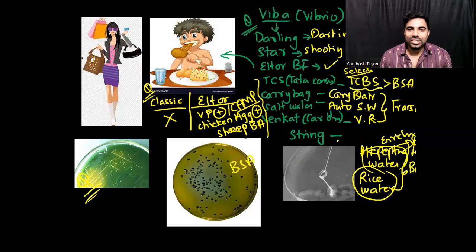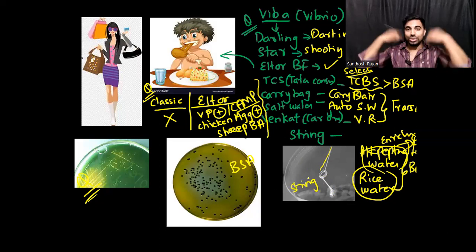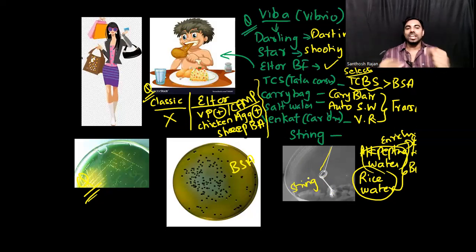And this is the string test. In a bile solution, you mix a colony and you try to lift it up, you'll see a string. This string is different from the string you saw in Giardia, when you try to commit suicide or you put a GCS score. That's another string. Here, in a culture media, you pick the colony, mix it with the bile and lift it up, then you see the string.